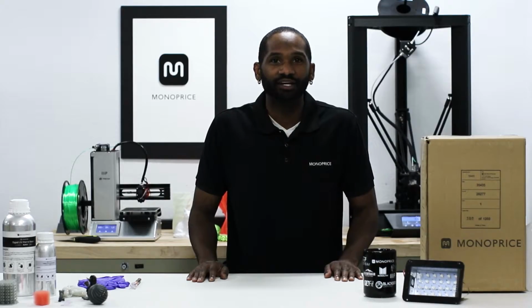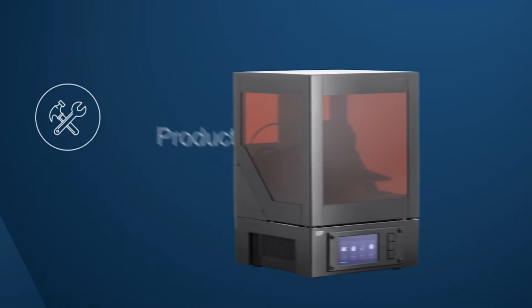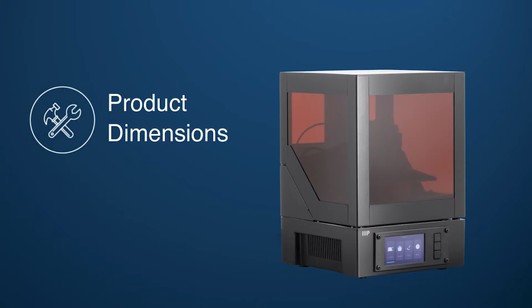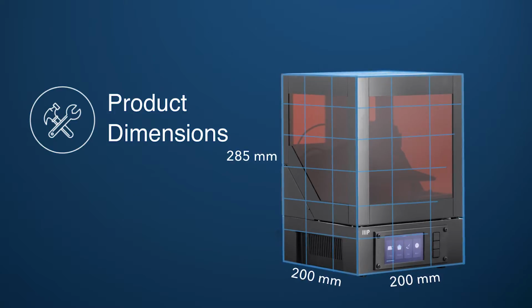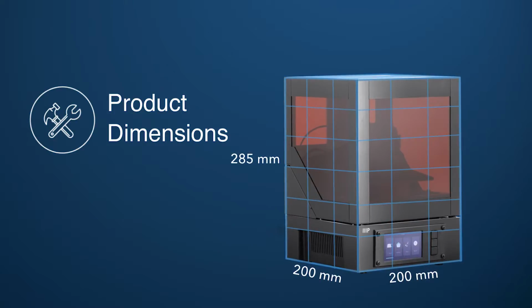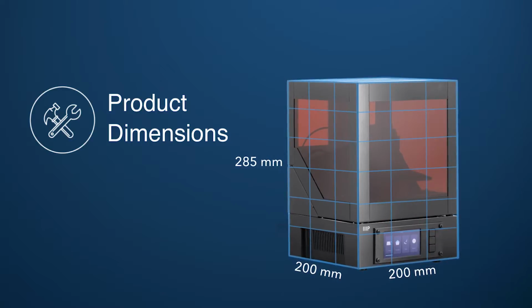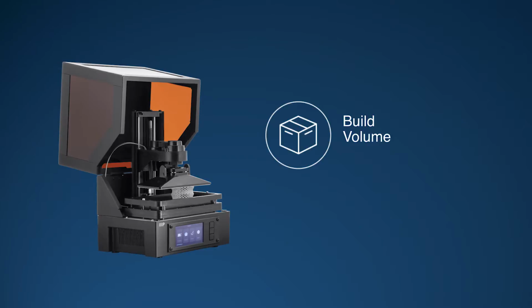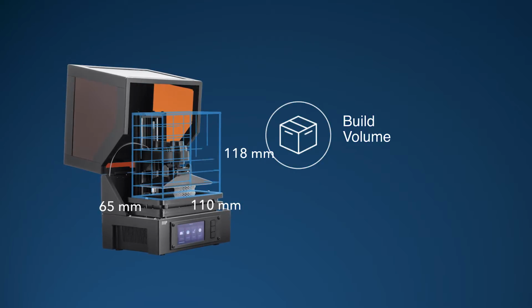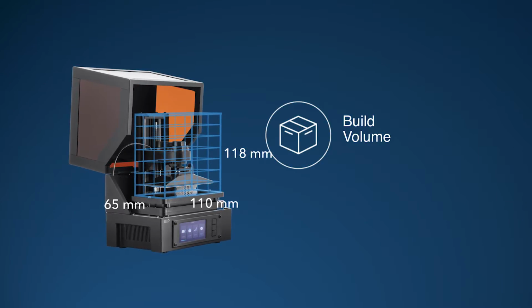Now that our printer is unpackaged properly, let's review some of the specifications of the printer and get you ready to start your first print. This particular printer is part of the Mini line of printers and is very compact, with the printer size being 200 millimeters by 200 millimeters with a height of 285 millimeters. The build volume is 118 millimeters by 65 millimeters by 110 millimeters.